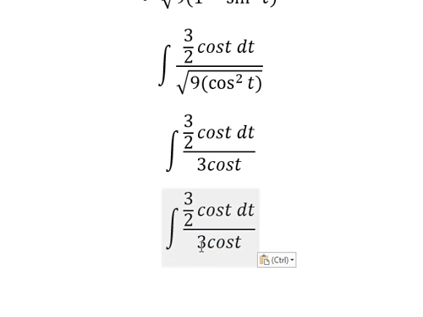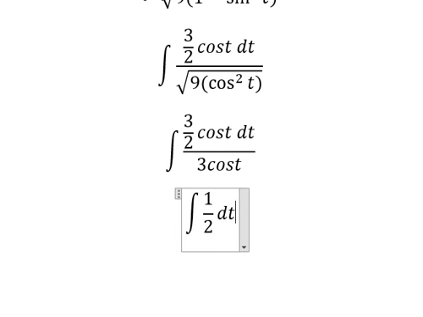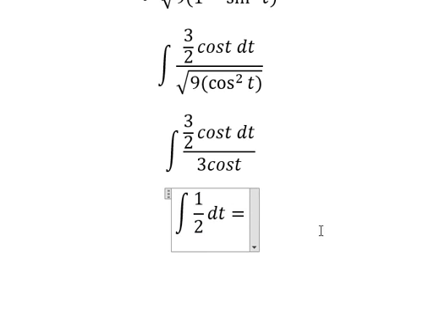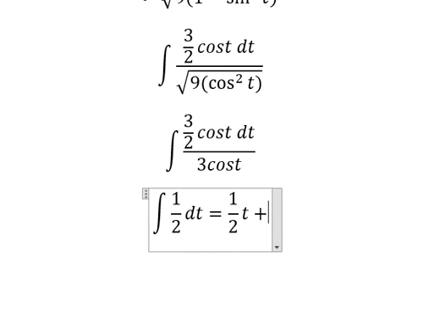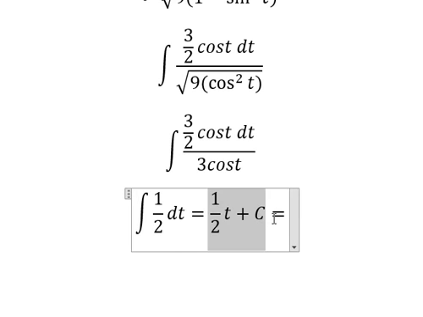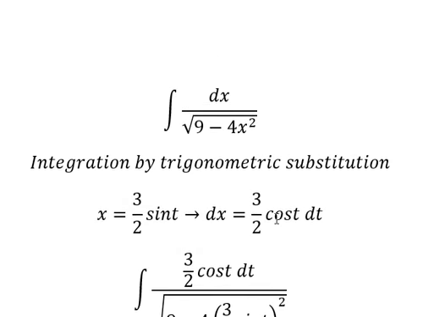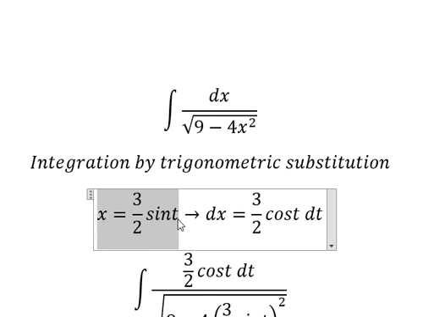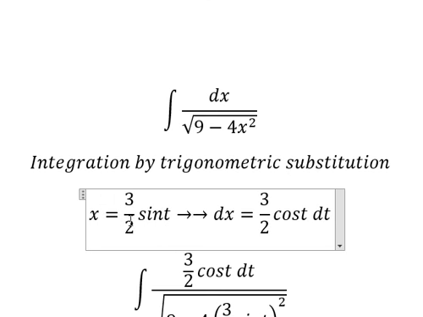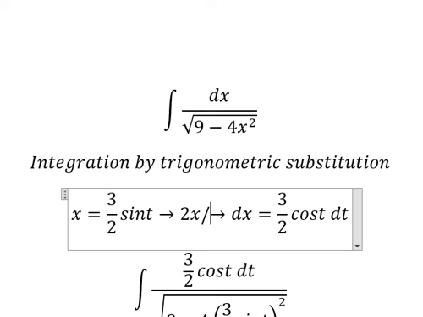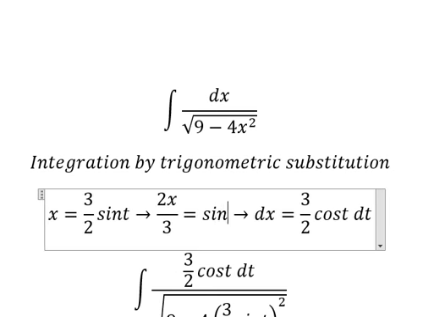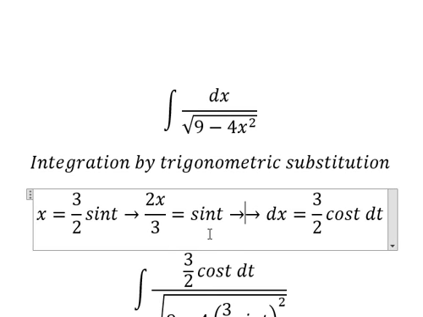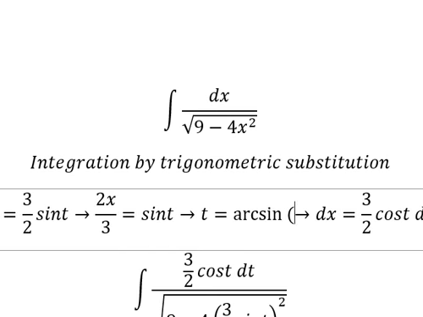Now we need to simplify 3 cosine t on the numerator and denominator, and we have 1/2 dt. The integration of this one, we have t and we put c. About t, that is this one. So we need to divide both sides by 3/2, and you get 2x/3 equals sine t, and we get t equal to the right side of this one.